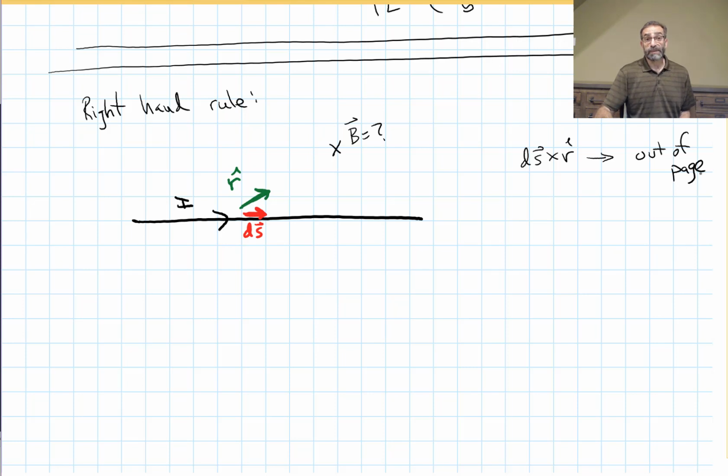Now, if you just run your thumb along the wire in the direction of the current, everywhere above the wire, you get that it has to be coming out of the page. And everywhere below the wire, it has to be going into the page. So either way, we get the same answer. Think about it, practice using both, see what you like better. Okay, let's do another one.